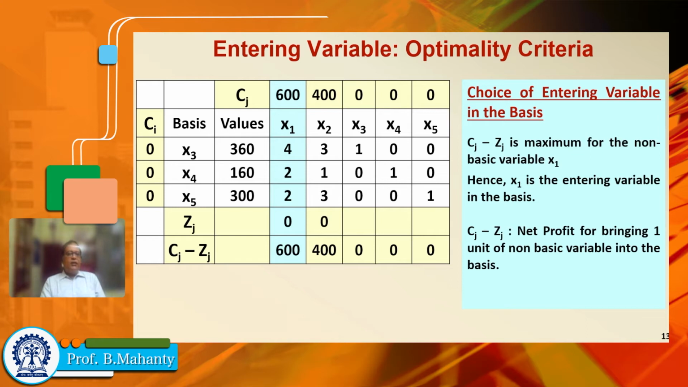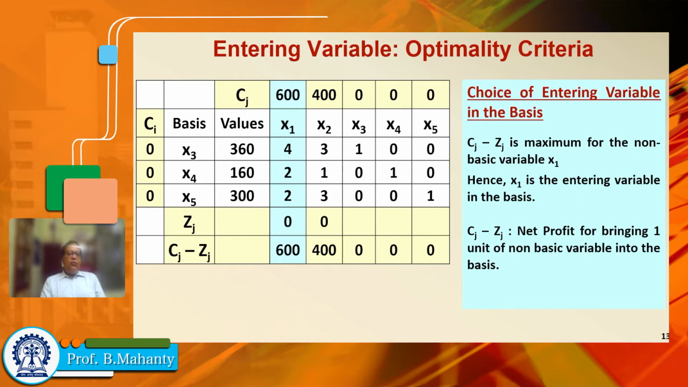That means the origin was represented by the first table. So now we have found the entering variable, because Cj minus Zj is maximum for the non-basic variable, and it is also positive for a maximization problem. So hence x1 is the entering variable in the basis. I hope up to this point you have no issue and you could understand why x1 is the entering variable. Now the question is, which one should be our leaving variable?